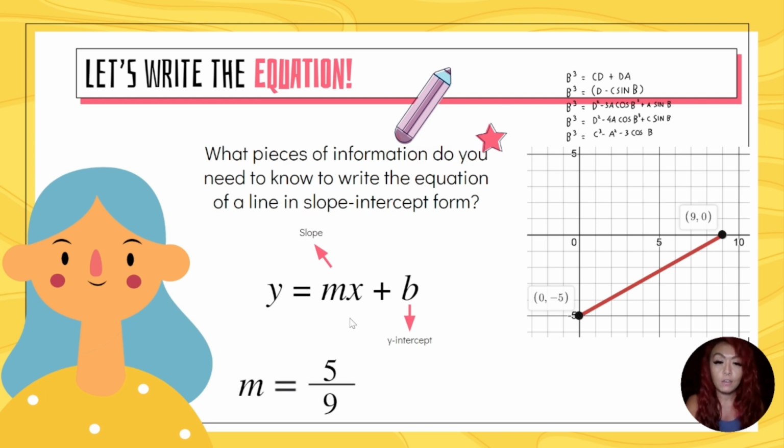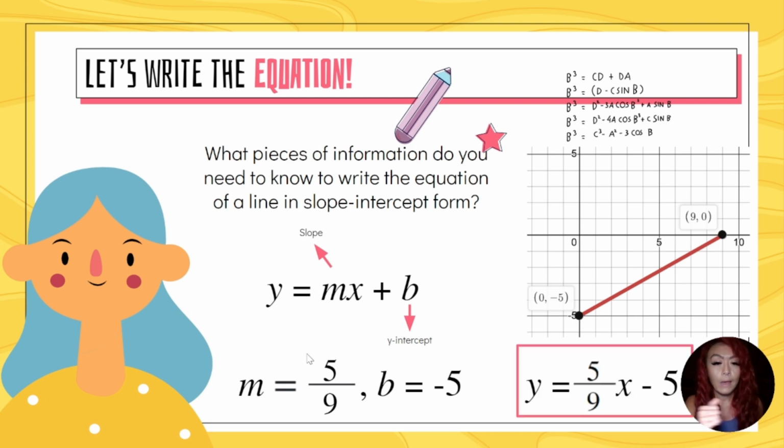So we identified our slope. We found our slope. It's 5/9. We found our y-intercept, which is -5. So we just substitute for m and b in our slope-intercept form. And our equation is y equals 5/9x minus 5.